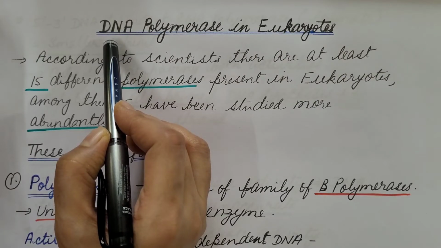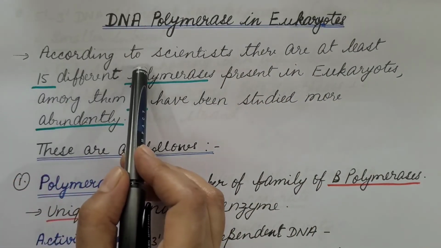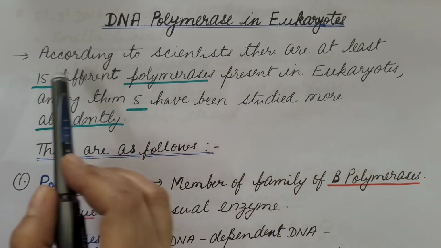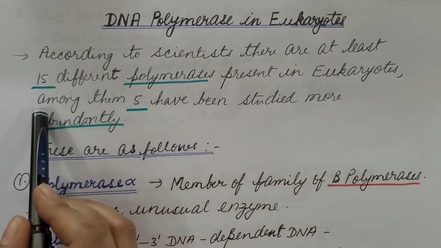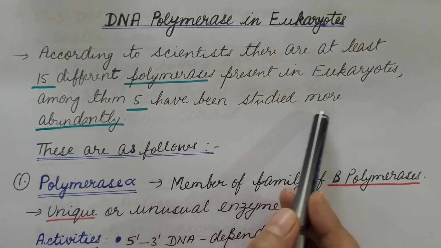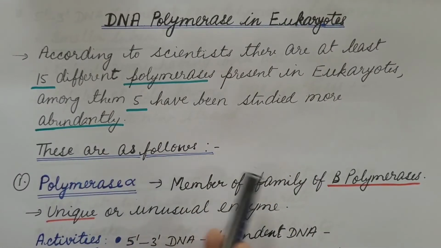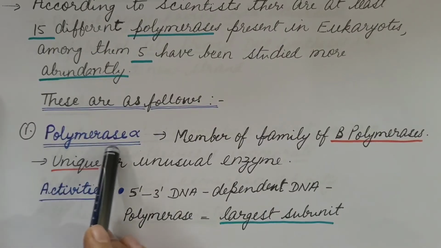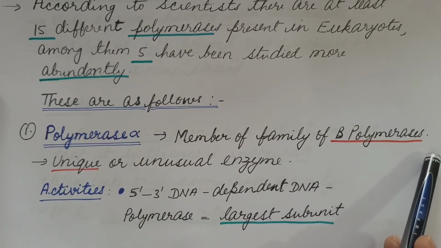Now, let us discuss DNA polymerases in eukaryotes. According to scientists, there are at least 15 different polymerases present in eukaryotes. Among them, 5 have been studied more abundantly. These are as follows. First is DNA polymerase alpha. It is a member of the family of B polymerases.